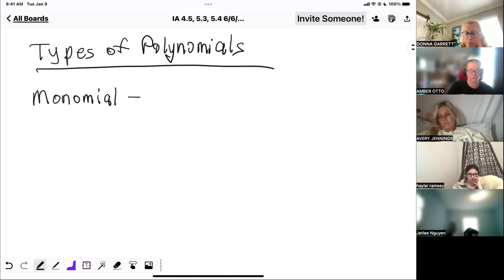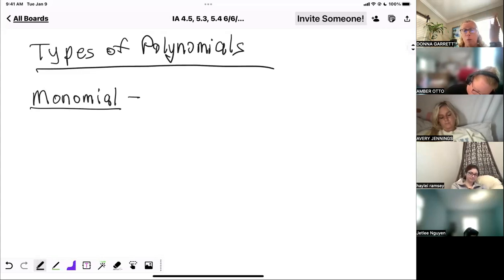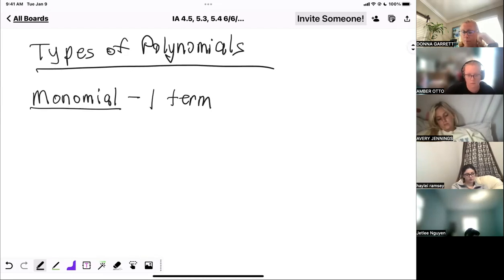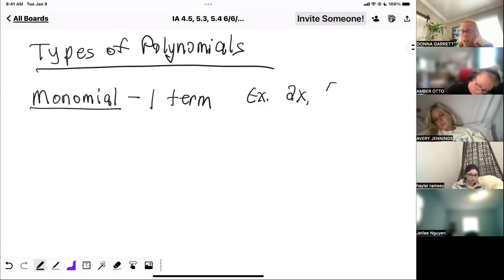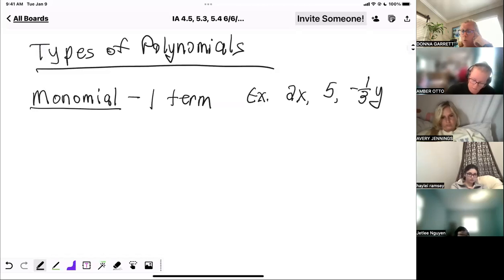The first very specific kind of polynomial is called a monomial. Mono meaning one, so it only has one term. For example, 2x, 5, negative a third y to the fourth. It's just one term. There's no adding or subtracting. It's one term.